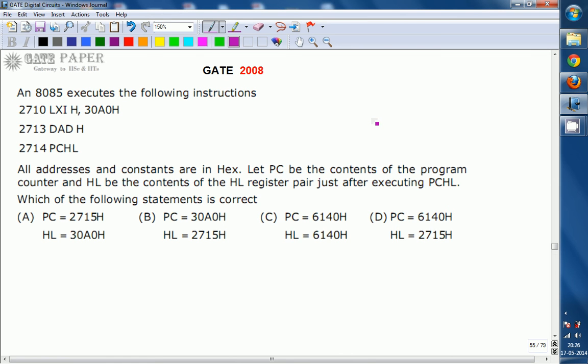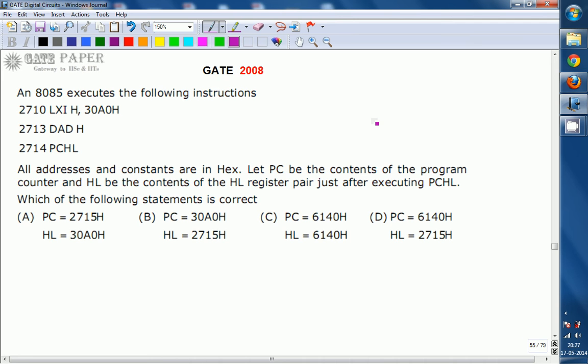Hello, we are discussing the GATE 2008 ECE paper, and this question is related to microprocessors. An 8085 executes the following instructions: LXI H, 30A0H, DAD H, PCHL. All addresses and constants are in hexadecimal. Let PC be the contents of the program counter and HL be the contents of the HL register pair just after executing PCHL. Which of the following statements is correct?